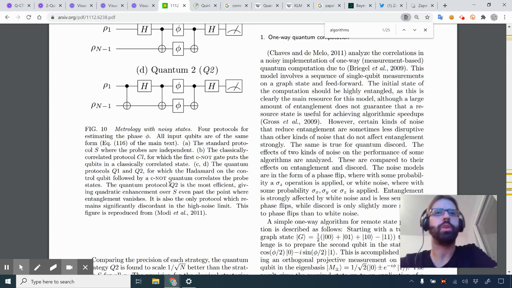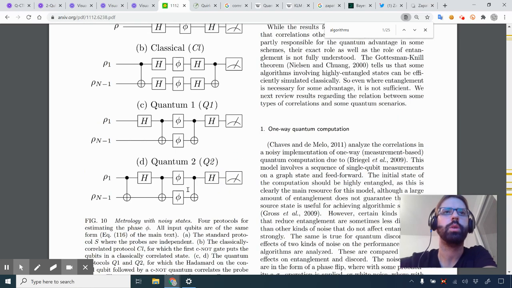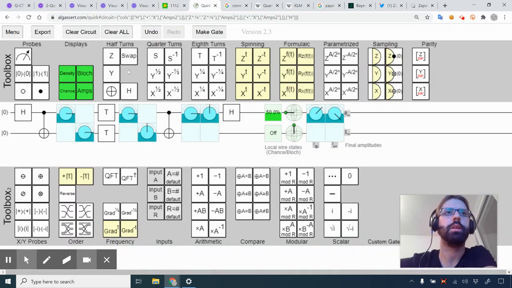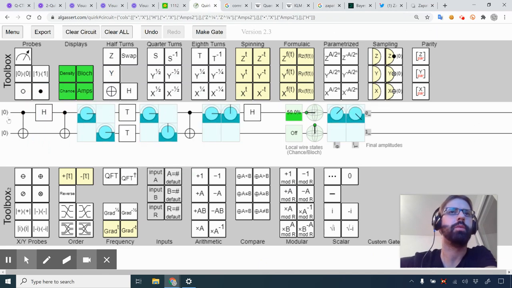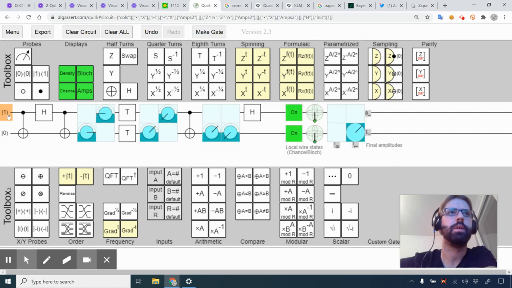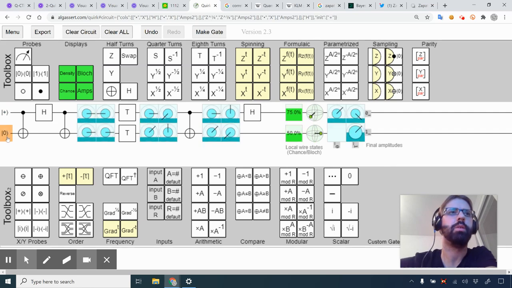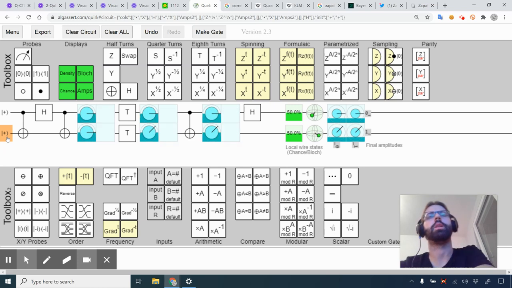The quantum protocols Q1 and Q2, for which the Hadamard on the control qubit is followed by a synchronous probe state. The quantum protocol Q2 is the most efficient, giving a quadratic enhancement over S, even past the point where entanglement vanishes. It is also the only protocol which remains significantly discordant in the high noise limit. Okay, so Q2, oh, that's something else. So Q2 is the same, but there's another control in here, but for this to somehow make sense, you need to kind of start with maybe, but that's also not helpful.